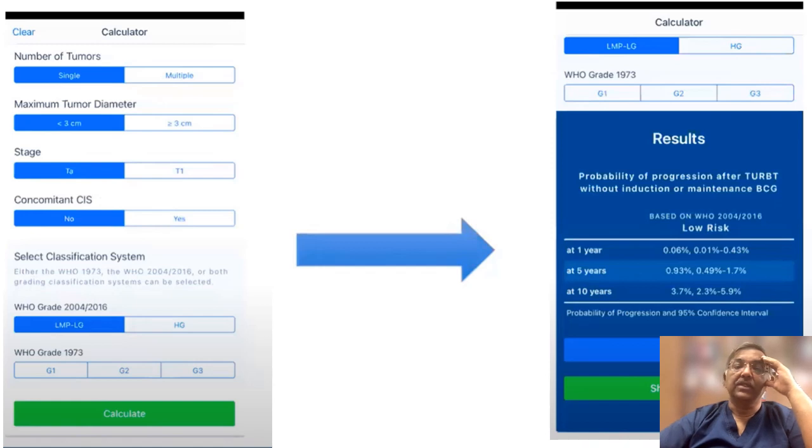So she has a single, greater than 3 centimeters tumor, which is TA without CIS, and it's low grade on histopathology. This all indicates a low risk cancer, and she was categorized as a low potential of progression at 1 in 5 years. So again, these are some of the patients who can be managed by resection followed by a single dose of intravesical mitomycin C, and followed by follow-up, which is 3 months, 9 months, and then yearly for 5 years.